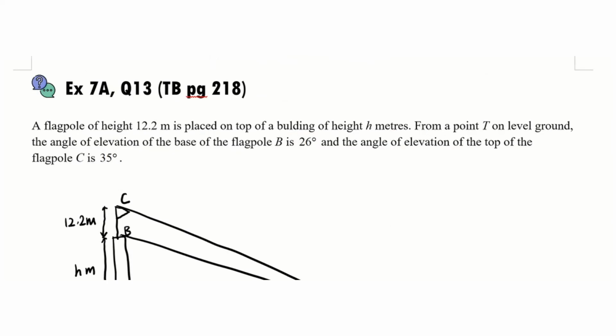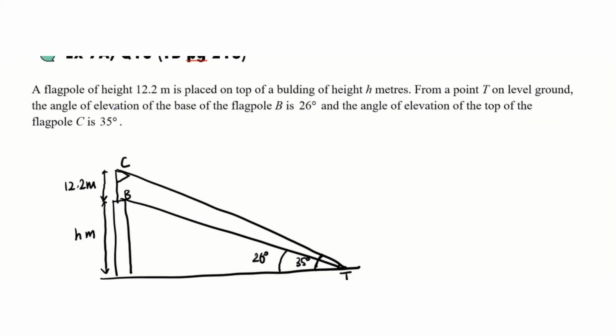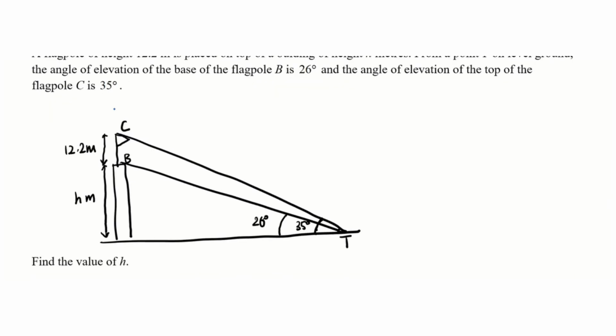So we have now come to the last question that I would like to cover for this chapter 7.1, which is exercise 7A question 13, found in your textbook page 218. The question talks about a flagpole that is on top of a building, and you're given some angles of elevation. All the information is illustrated in this diagram here. The more accurate diagram is found inside your textbook as well. We want to find the value of H, which is over here.